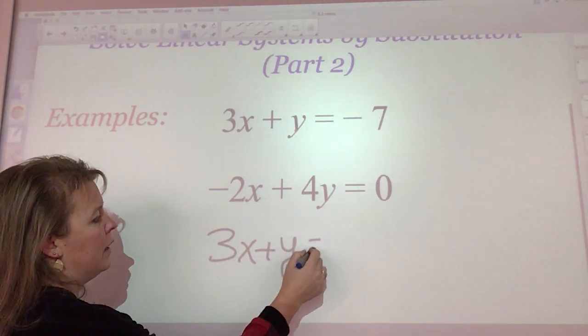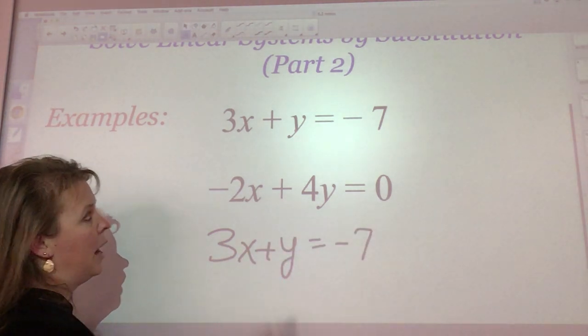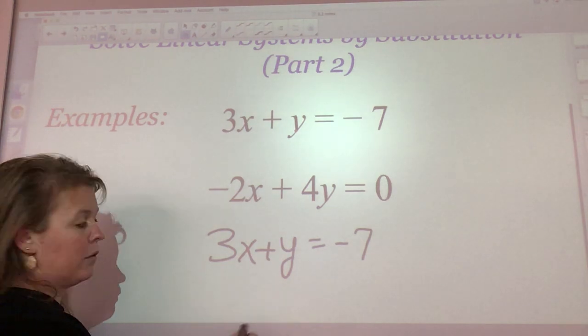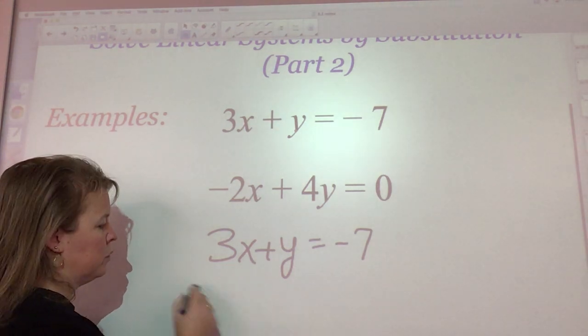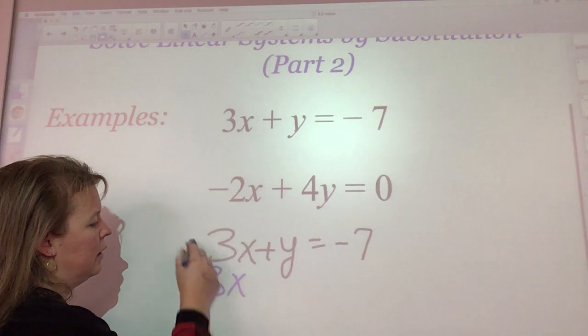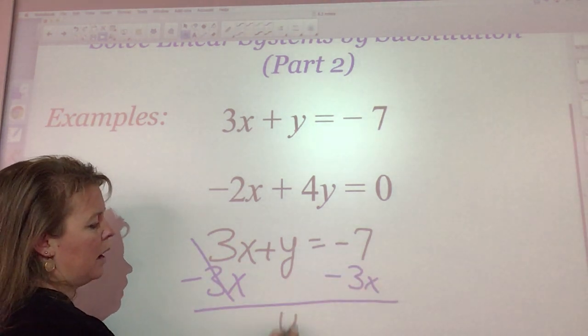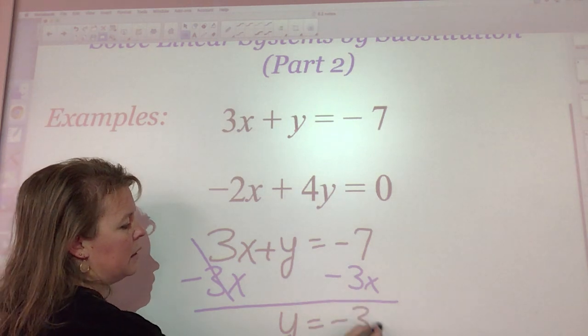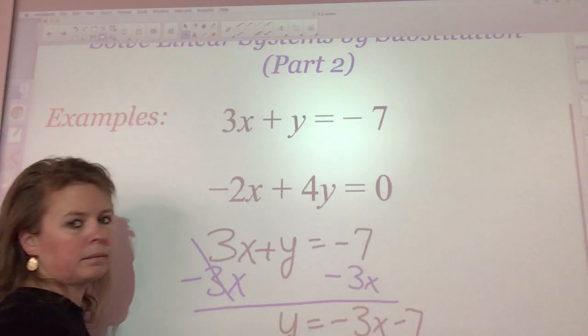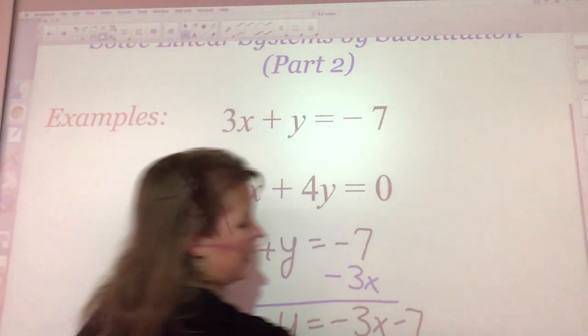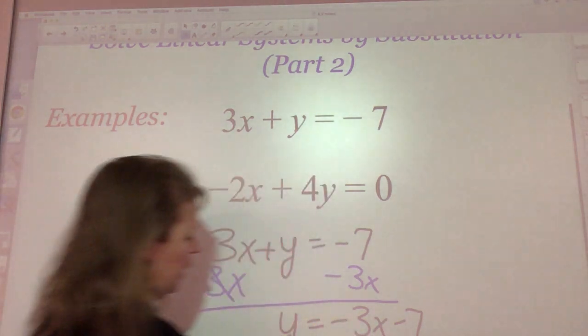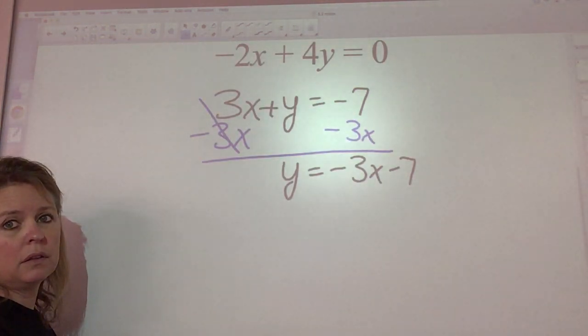So go ahead and write this problem down. 3x plus y equals negative 7. I'm just rewriting it down here so that I have room to work. And you already know the drill of how to get y by itself. Minus 3x over to the other side. And you're left with y equals negative 3x minus 7. That's the step that used to be done for you. And now you have to do that yourself.